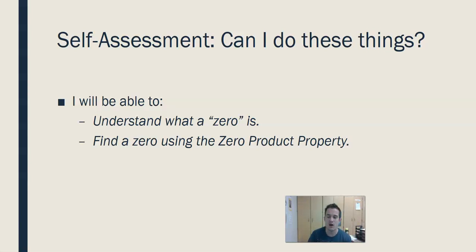The things that I wanted you to be able to do is understand what a zero is and find a zero using the zero product property. We're finding solutions to quadratic equations when those quadratic equations are in factored form. In the next lesson, we're going to go the extra step and use what we know about factoring to continue to solve equations like this.